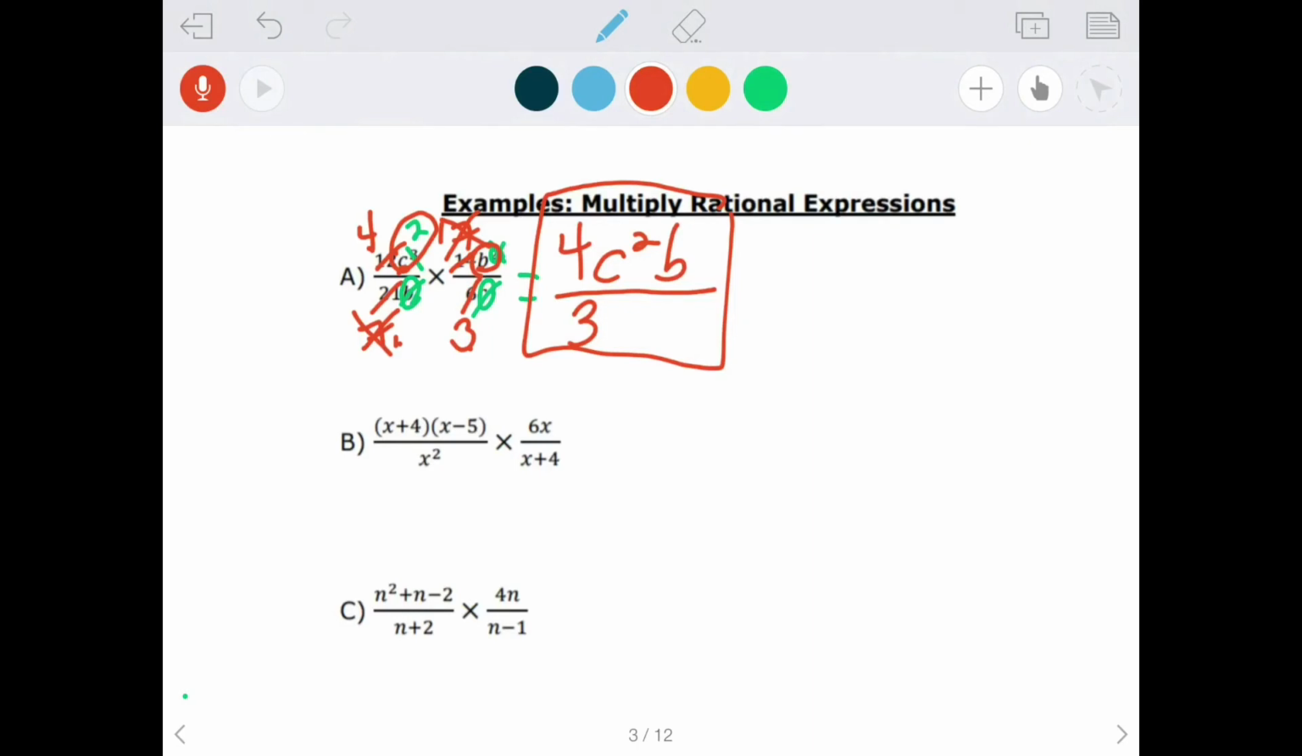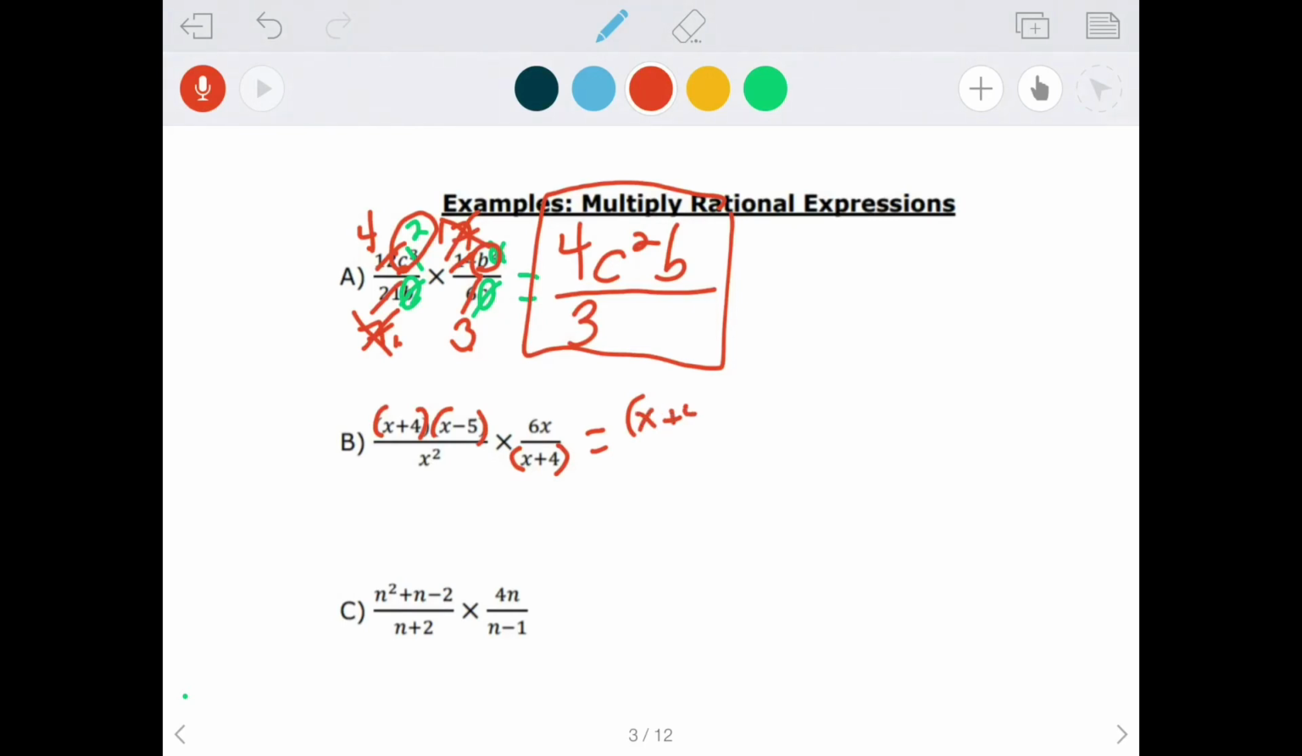Example B now. As you can see, our factors already have parentheses around them on the first term that we're multiplying. The second one does not, so we are going to put parentheses around the x plus 4. So you can hopefully see that this factor can be canceled. Now, unlike the first example, I'm going to go ahead and multiply across first instead of canceling like factors, so you can see if that is a preferred method of yours.